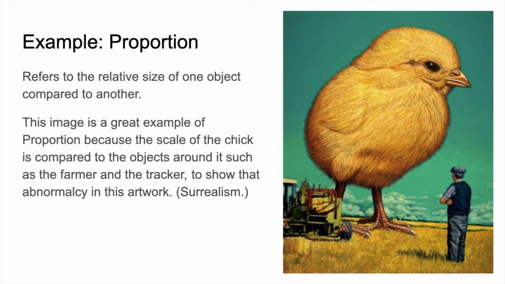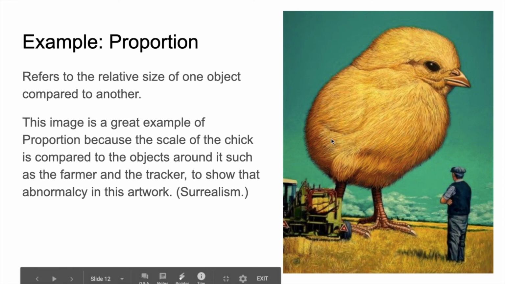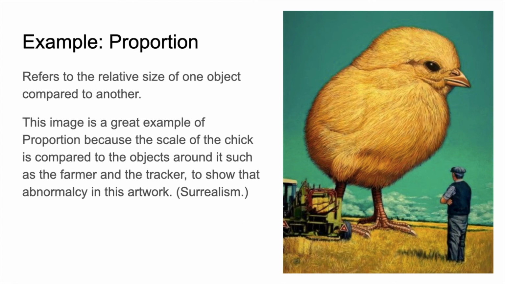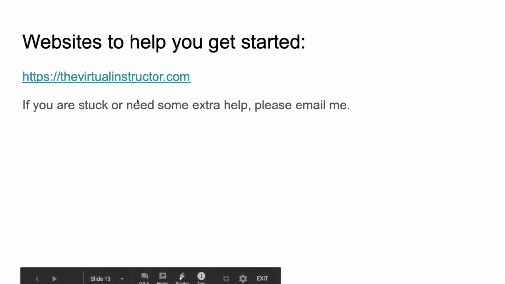So, example, proportion. You can use this example. Refers to the relative size of one object compared to another. This image is a great example of proportion because the scale of the chick is compared to the objects around it, such as the farmer and the tractor, to show the abnormalcy in this artwork. Okay, so you need to include principle of art, an image, your definition in your own words, and why that image is a great example.